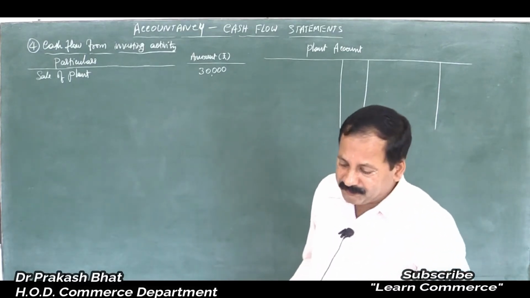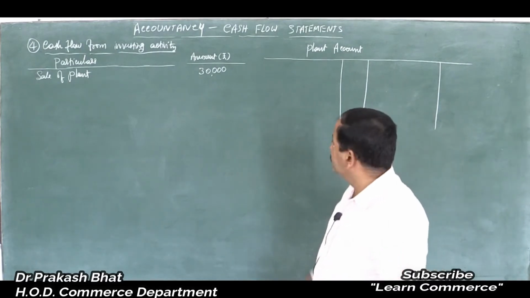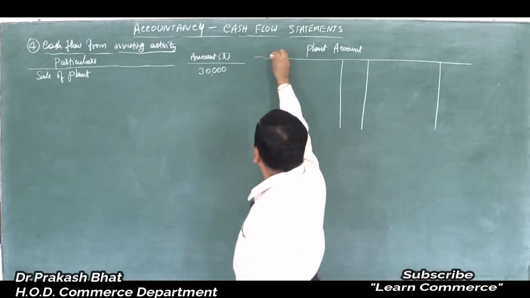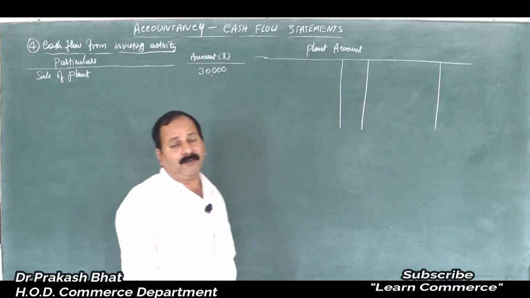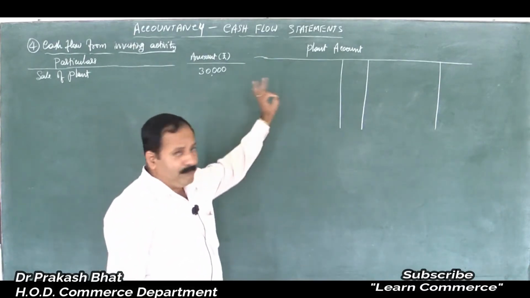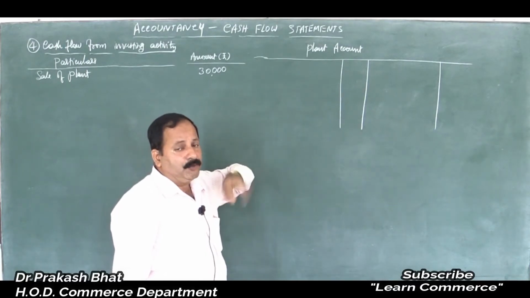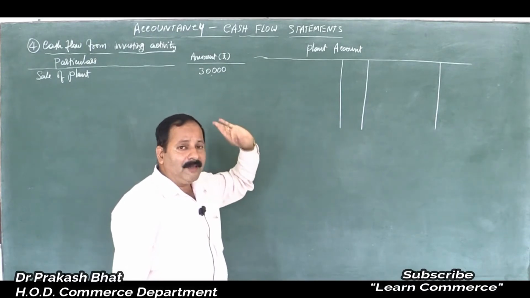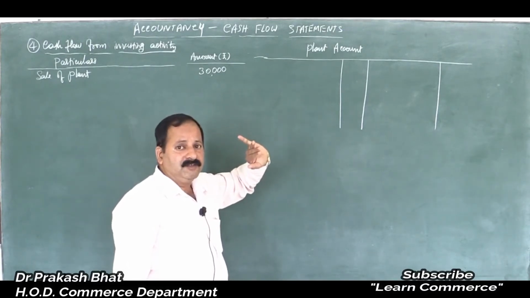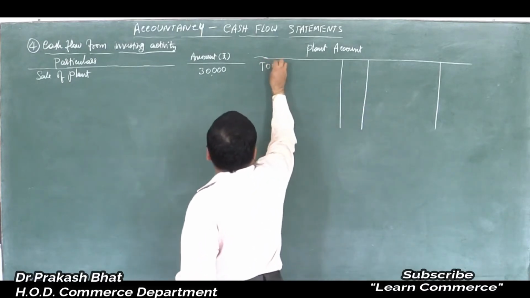Let us start. Plant opening balance is given in the problem. Opening balance means to balance brought down. Remember, plant is an asset. Plant is an asset, right? Always it is a fixed asset. So all assets show debit balances. I told you very clearly, all assets always show debit balance and all liabilities show credit balance. Correct? So plant account, to balance brought down.